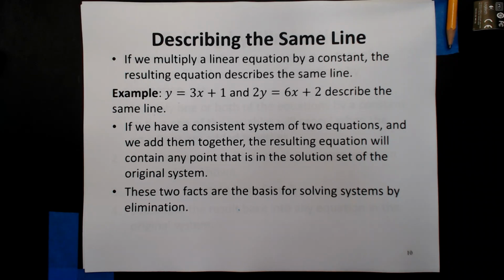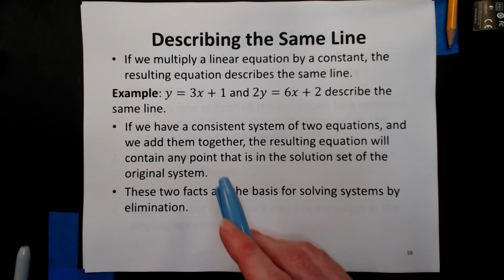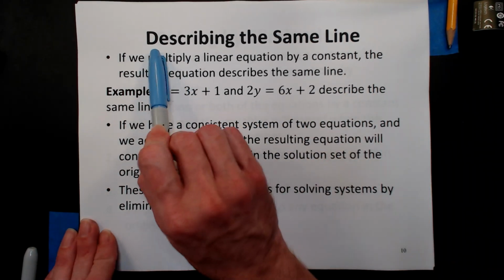Well, sorry. When your variables go away, one of two things happen. You get a constant equal to something not itself, and then it's no solution. Or if your variables all go away and you get a constant equal to itself, then it's all solutions. What I meant to say. Describing the same line.